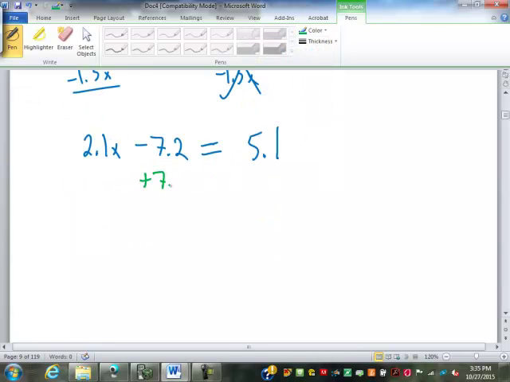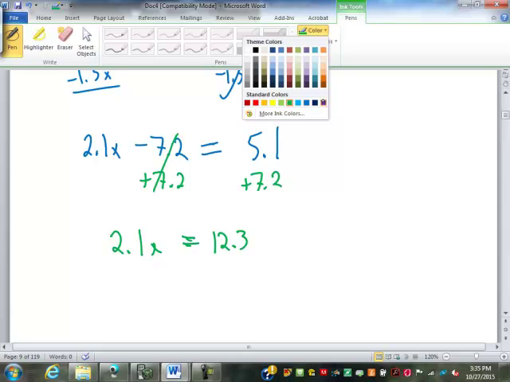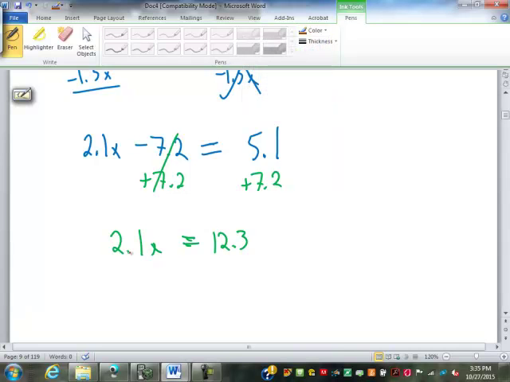We're going to add 7.2 to both sides. So we now have 2.1x equals 12.3. Now what do we do? Divide by 2.1, which is going to give us what? X is 5.85714286 approximately. Yeah. Or 5 6/7, yeah.